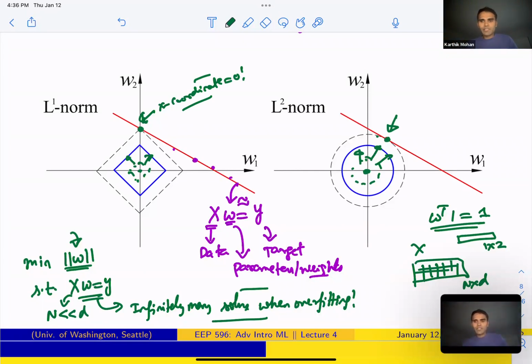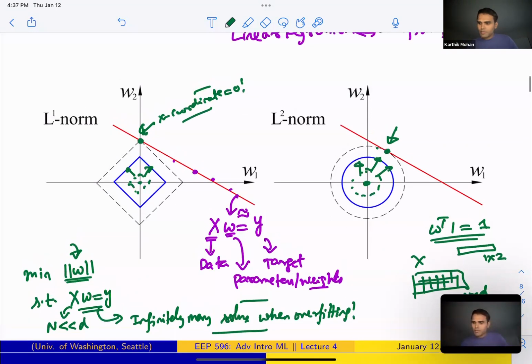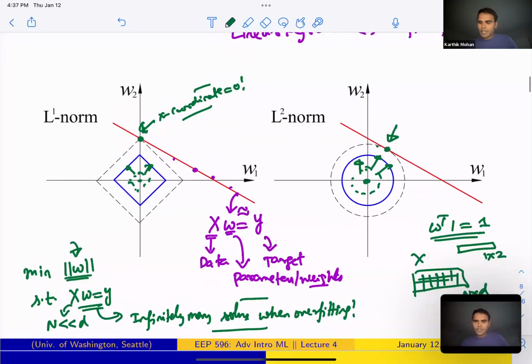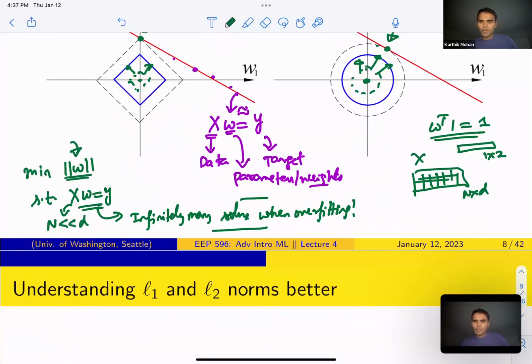This is in 2 dimensions, but the analogy extends to many dimensions, so let's say 100 dimensions. Why is the L1 norm giving me many zeros and helping me with feature selection? It's because of this geometric property that it has. So this is one intuition behind why you would use the L1 norm, or lasso.